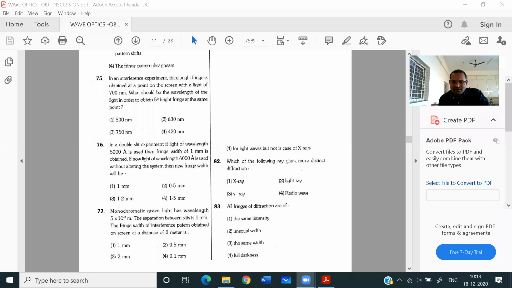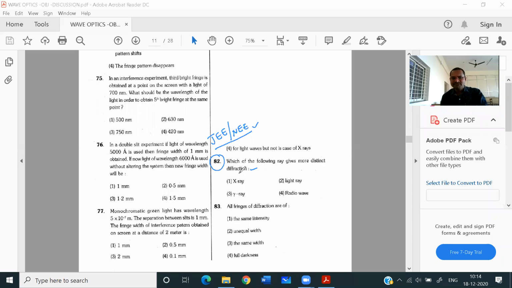For which of the following rays is diffraction more distinct? Yes, students, they may ask this type of question for both JEE and NEET. Very simple question, but a lot of concept is there in this. Which of the following rays gives more distinct diffraction? More distinct diffraction in the sense, in real life.